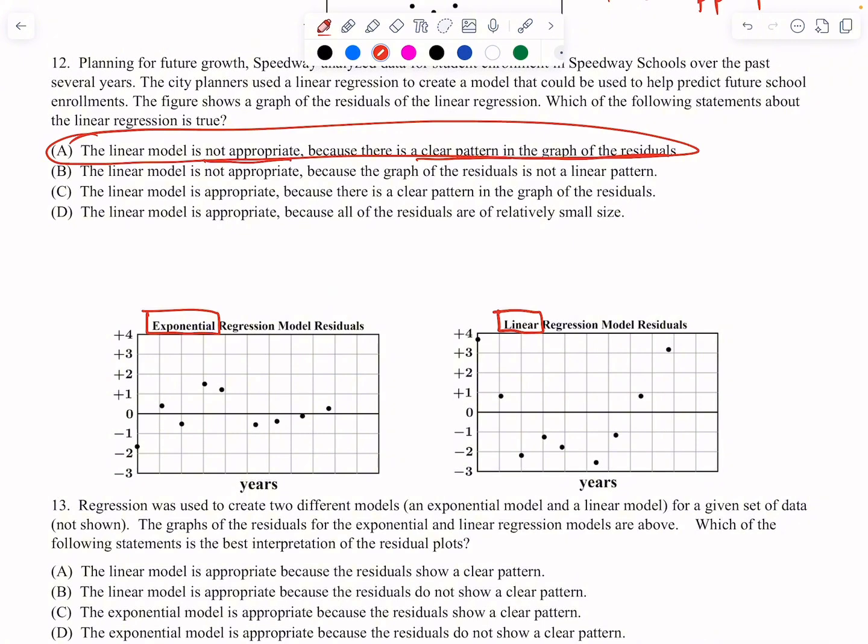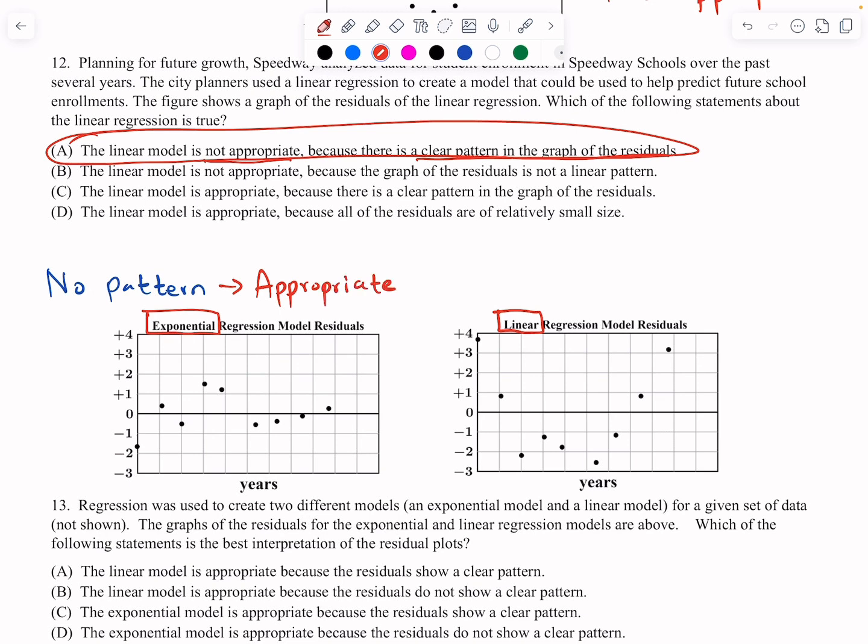In the first one, which is exponential, I can easily see that there is no pattern. If there is no pattern, it means that the model is appropriate.